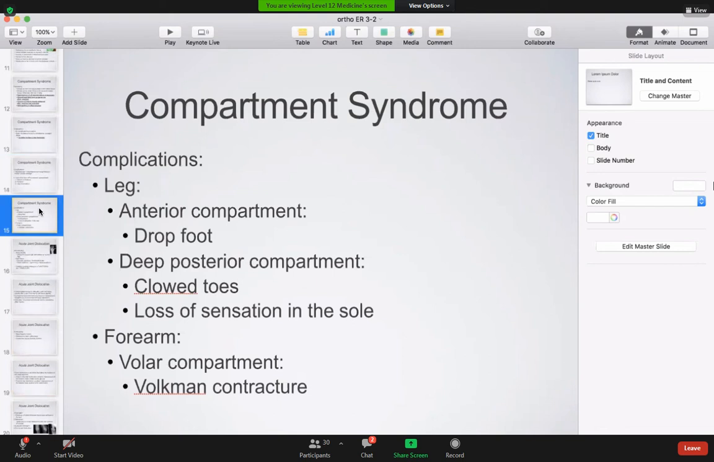If you have an anterior compartment, usually the common functional deficit is drop foot. The posterior compartment is clawing of the toes, loss of sensation in the sole. In the forearm, always remember the famous Volkmann contractures after a supracondylar fracture, especially in pediatrics.